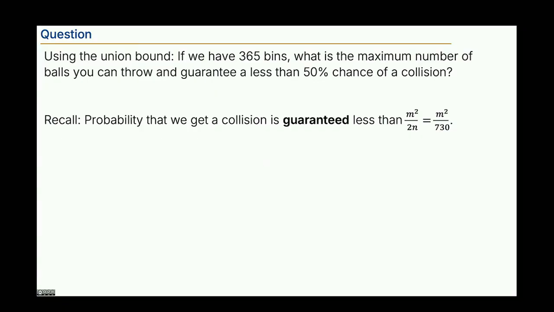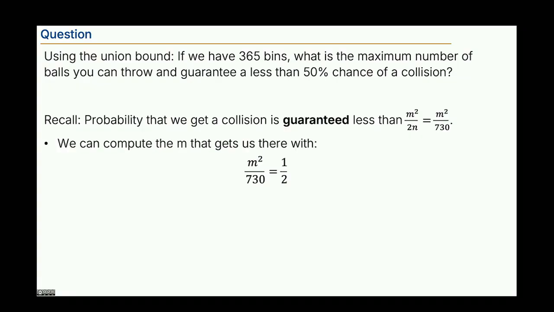Let's say we just trust this equation, and we know it's an upper bound. What does it suggest about how many balls I can throw before we run into trouble? Well, we can compute m by asking what value I need to plug in for m to get to 1/2. So m squared over 730 equals 1/2. Then I multiply both sides by 730, compute the square root, and I get root 365. Obviously, this generalizes to other n's.